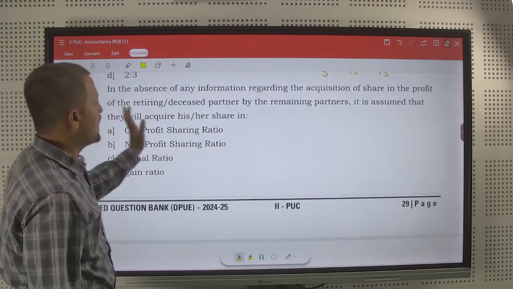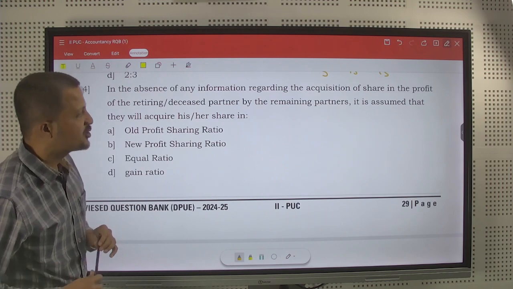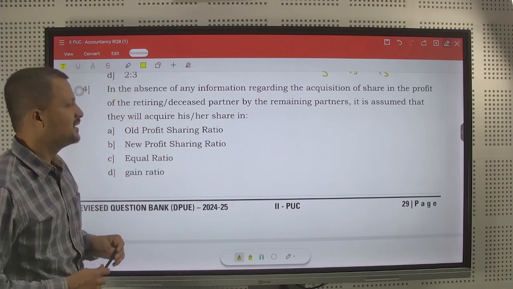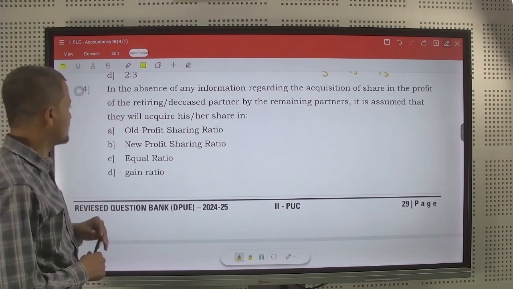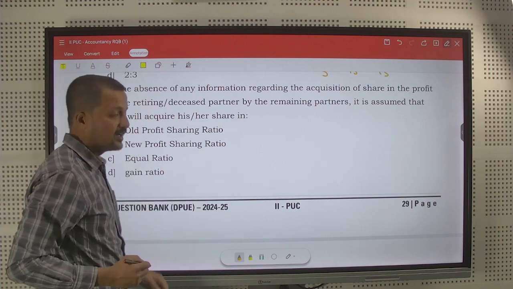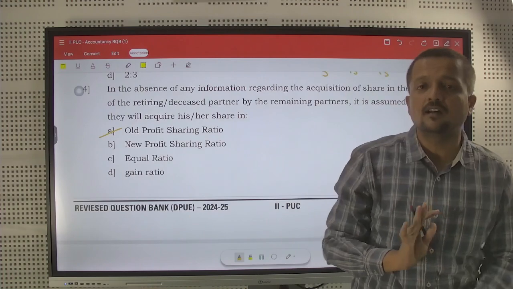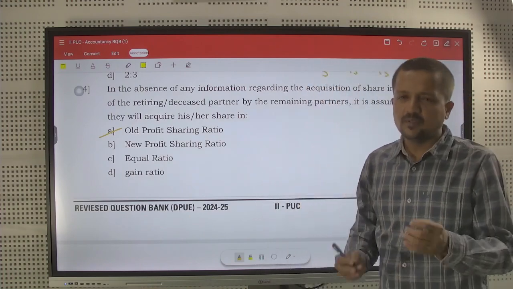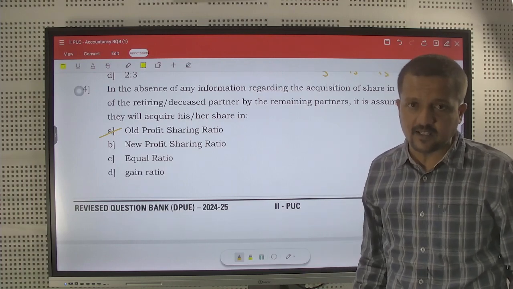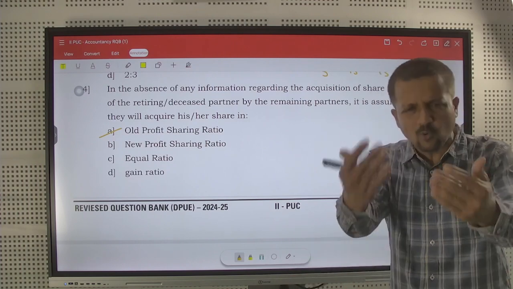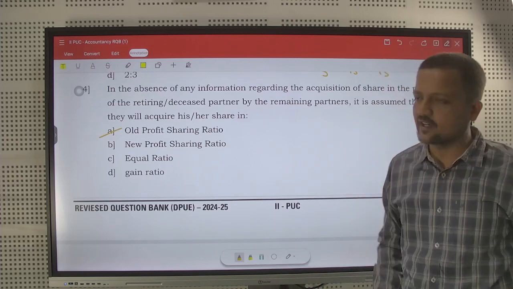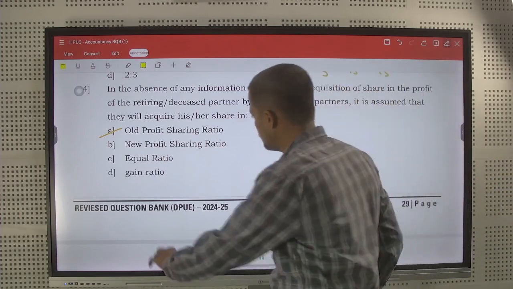Next. In the absence of any information regarding the acquisition of the share in the profit of the retiring or the deceased partner by the remaining partners, it is assumed that they acquire his or her share in old ratio only. We followed this in the admission of partner too, where if they do not mention in which ratio the old partners have sacrificed, we assume they have sacrificed in the old ratio only. Here also we assume that they acquired the share in old ratio only. Moving on to the next question.